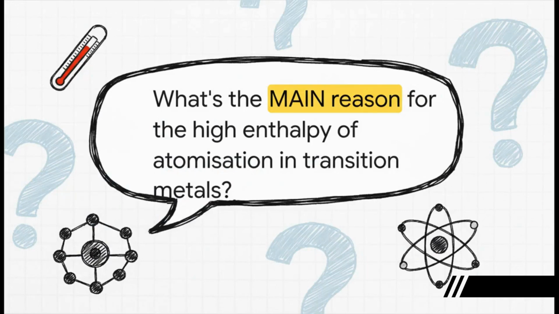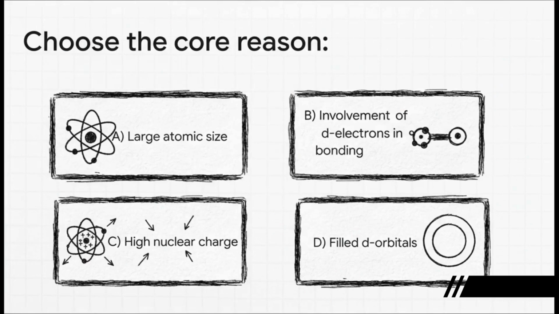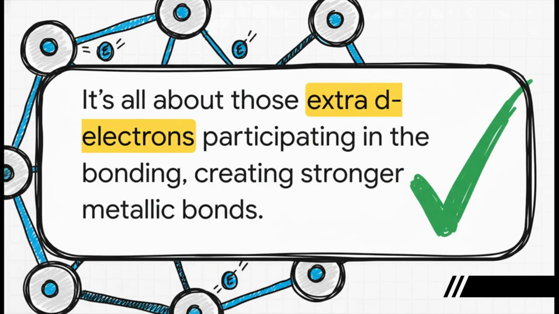Okay, quick gut check. Let's make sure we're on the same page. I'm going to throw some options up. Don't overthink it. Based on what we just said, what's the key reason? Is it A, B, C, or D? Lock in your answer in 3, 2, 1. Yes, it's B. Of course it is. It all comes back to those d electrons joining the bonding party, making that whole metal structure super strong and tough to break.